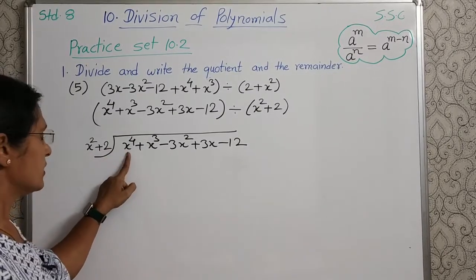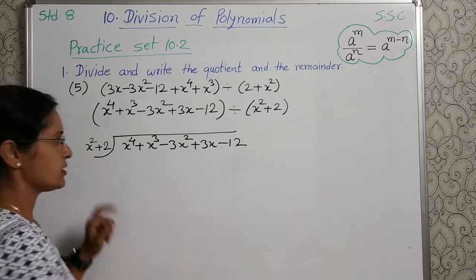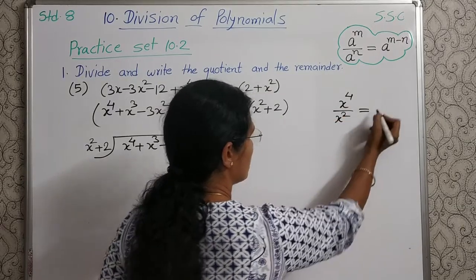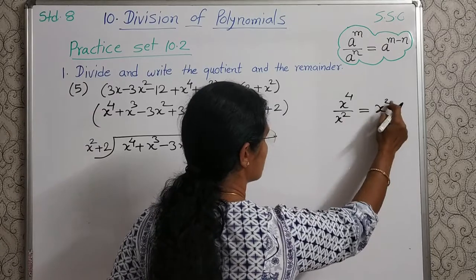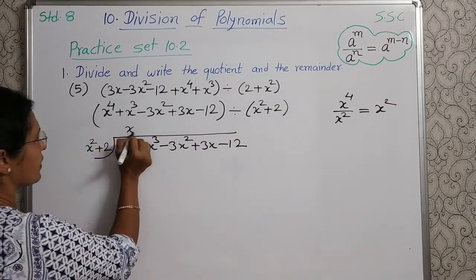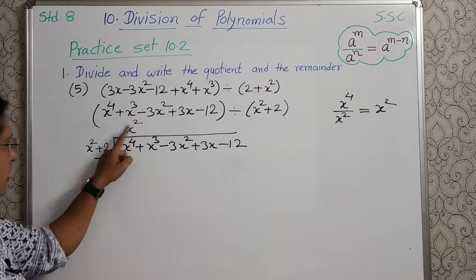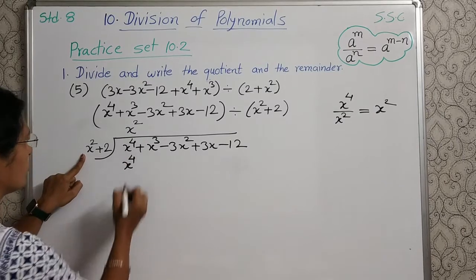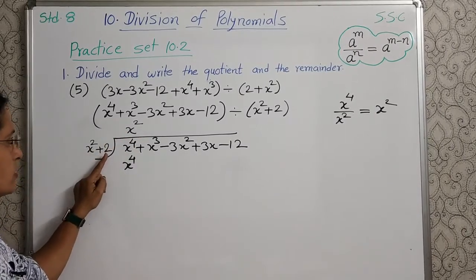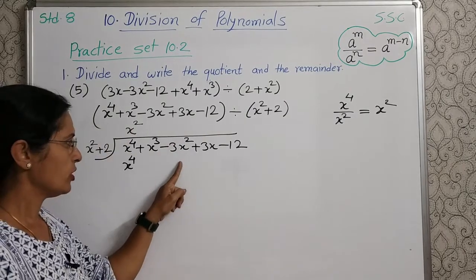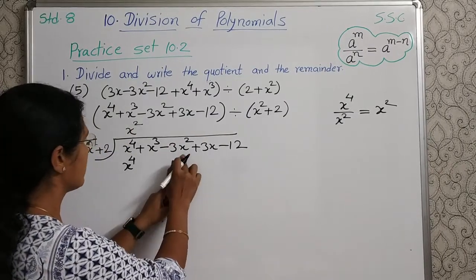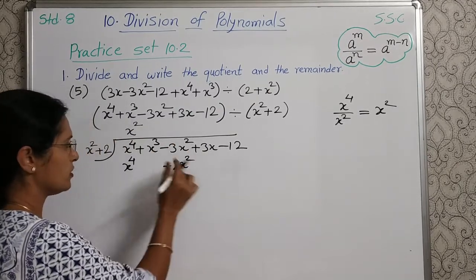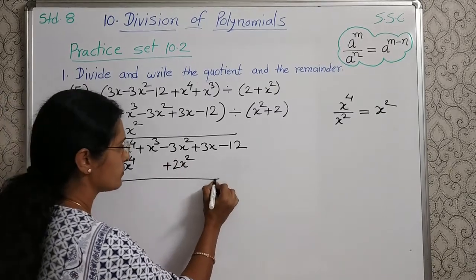Now take the first term x raised to 4 and divide it by x square. So x raised to 4 by x square, the quotient is x square. 4 minus 2 is 2. So x square, right here x square. Now multiply this x square with this divisor. x square into x square is x raised to 4. x square into 2 is 2x square. That 2x square we will write below the x square term, which is minus 3x square. So here 2 into x square is positive 2x square. Like terms are one below the other.